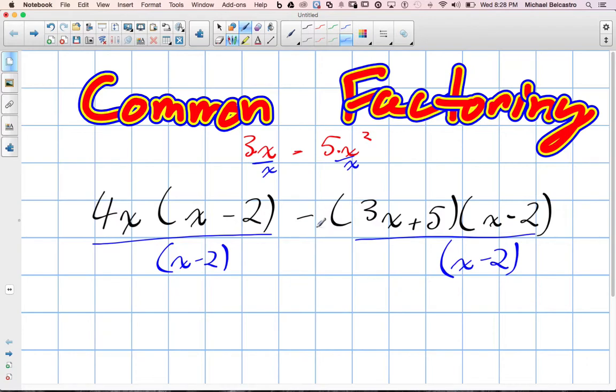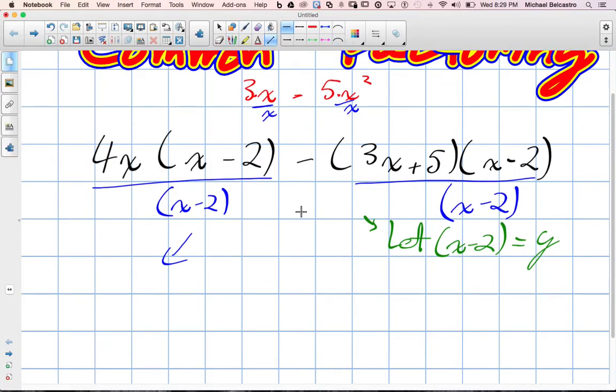Now, there are a couple ways to do this. Sometimes it's easier to see this idea by putting a let statement and turning this into a single variable. So I'm going to solve this two different ways. On the left, we'll do it the large way, and then on the right, we're going to build a let x minus 2 equal y statement, and we'll rewrite the equation. So we'll kind of split this down the middle.